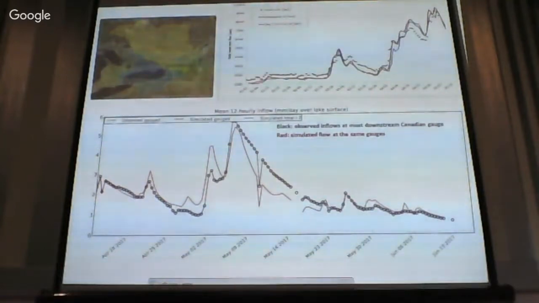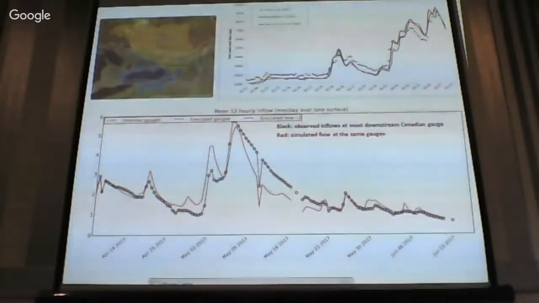In Montreal, we're at the confluence of the upper St. Lawrence that drains the Great Lakes and the Ottawa River that drains the Ottawa River Basin, and both had record high water levels. So this is the inflow into Lake Ontario in black, and in red is the analysis cycle. So we didn't do too badly.